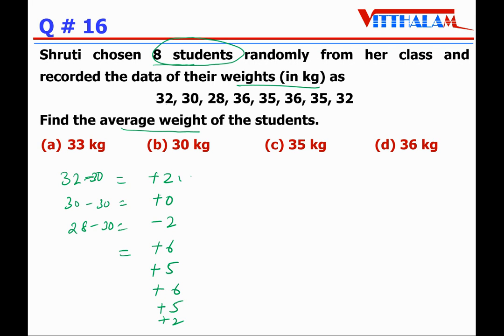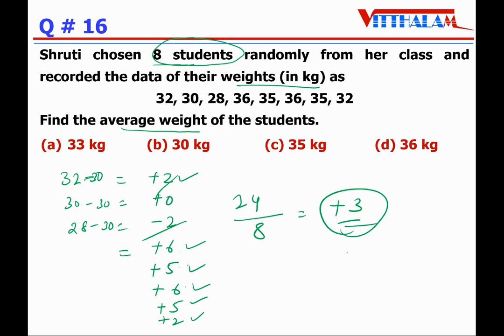Now just add up. 2 minus 2 cancel. 6 plus 5, 11. 6 plus 5, again 11. So it is 22. 22 plus 2, that is 24. 24 divided by 8, so it is plus 3. So just add 30 plus 3, that is 33. So the answer is A.